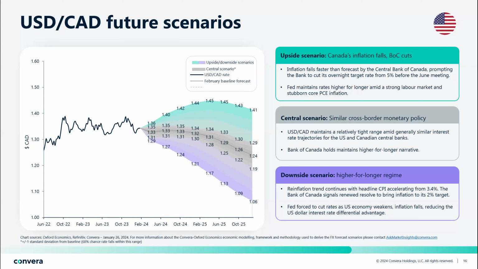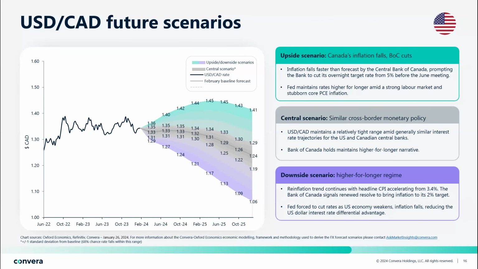In terms of the scenario analysis, one of the factors that could see USD/CAD appreciate above the central scenario and beyond the 1.35 level could be Canada's inflation easing quicker than expected, which would put more pressure on the BOC to cut rates faster and more aggressively than is currently expected.